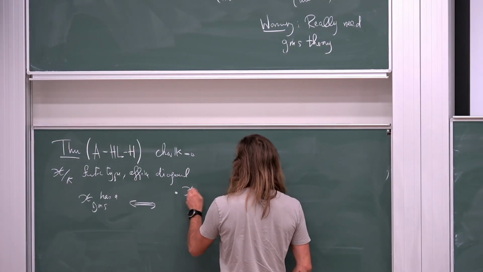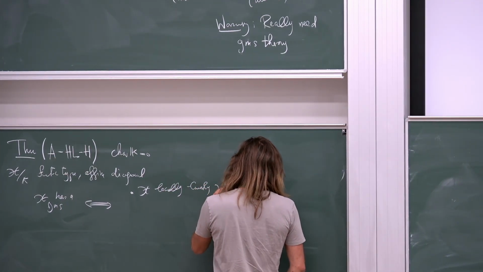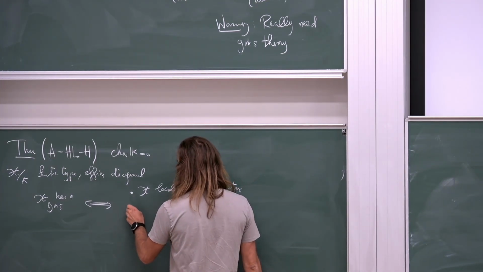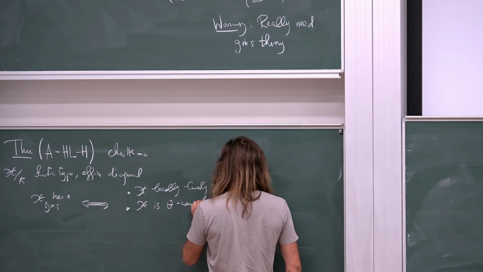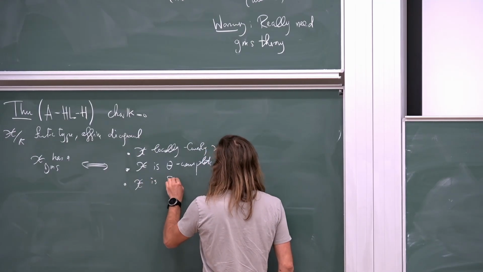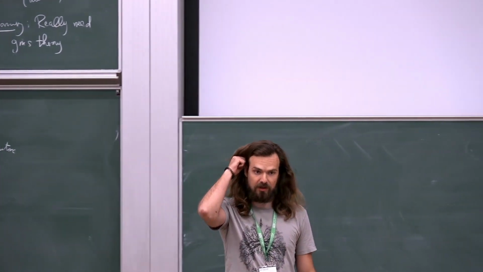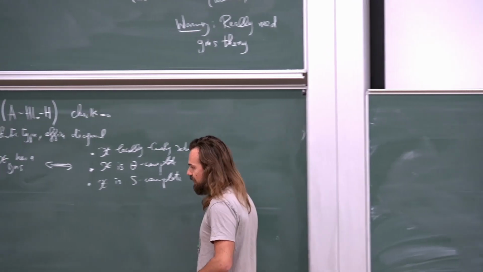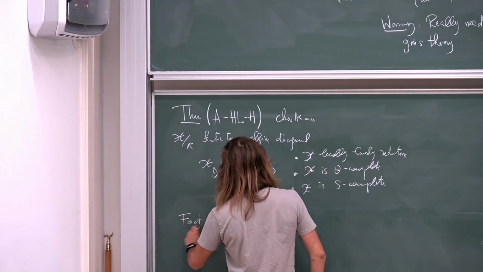One is that X is locally linearly reductive, which in this generality essentially means that your stabilizers at closed points are linearly reductive. X is theta-complete, and X is S-complete. This gives a generalization of the Keel-Mori theorem for Artin stacks, coming from Deligne-Mumford stacks. And a fact which is important. Sorry, separated. Yes, separated here.